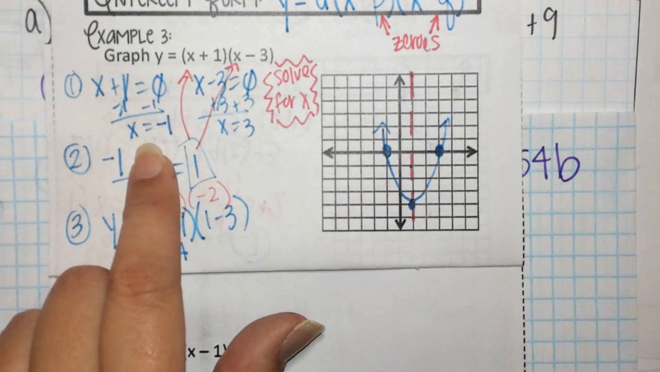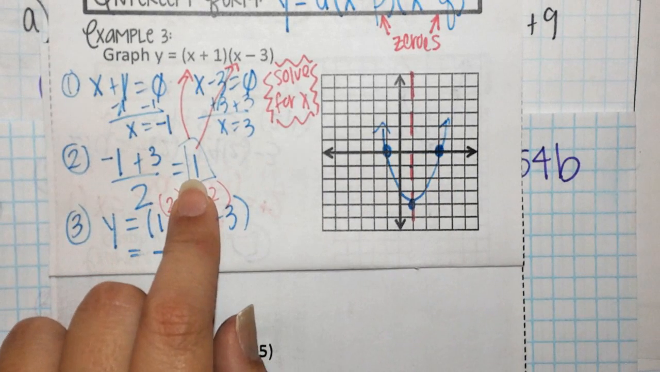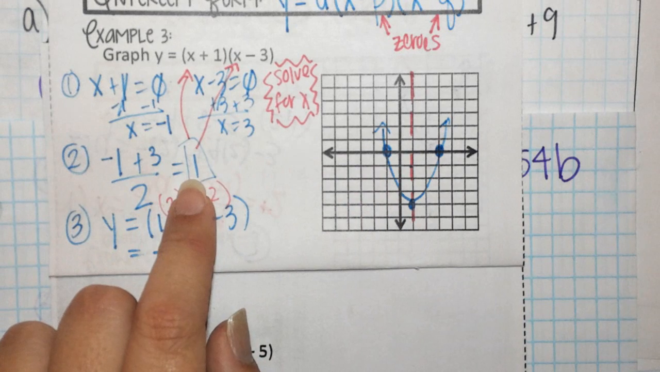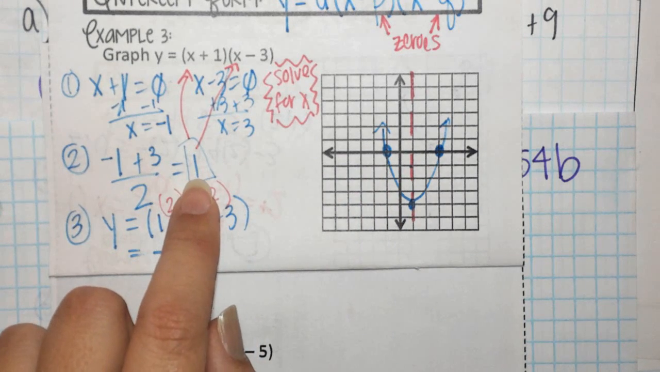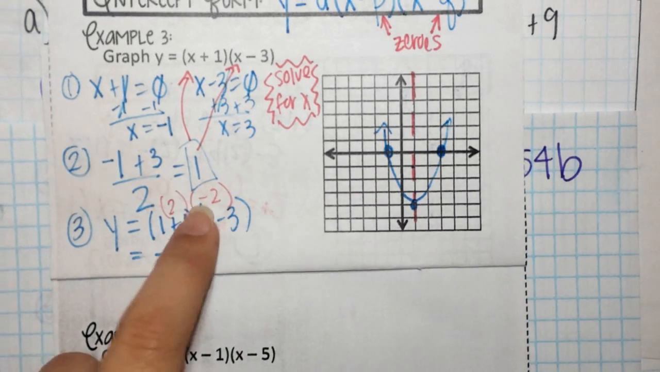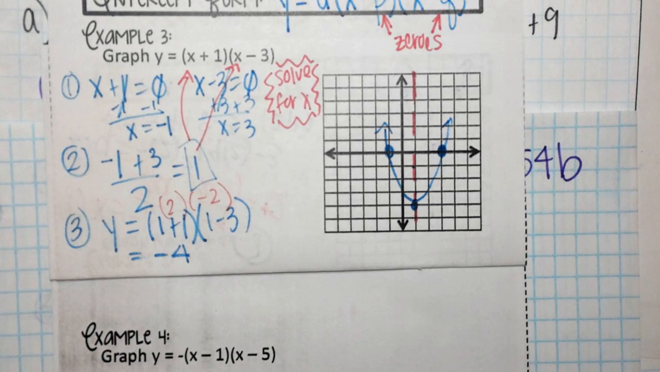Step 2 is I added them together and divided by 2 to find what? What did that give us? Your axis of symmetry. Yes, thank you, axis of symmetry. I know it gave us 1, but what is 1? And then what did we do from there? Plug it in. All right, let's do the next one together.